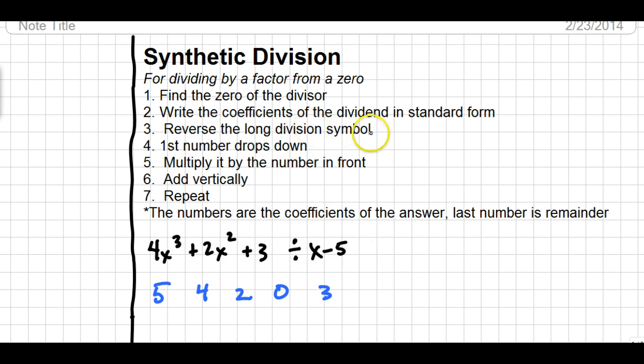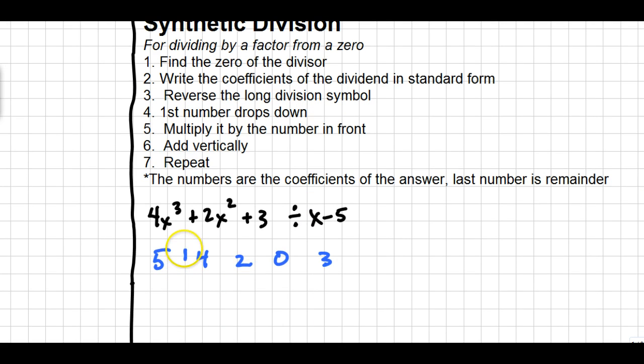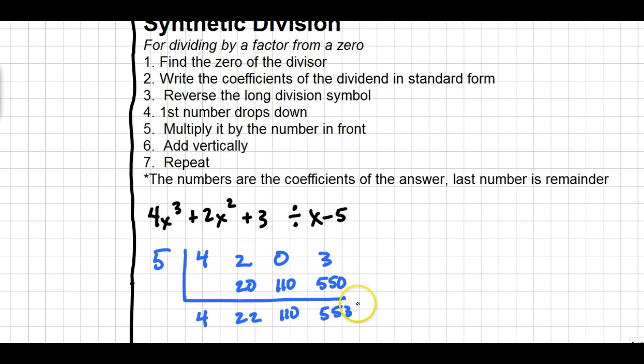Now you're going to do a reverse long division symbol, and you're going to leave two lines' worth of space for writing. So you do an upside down long division, leaving space for a second line of work. Now the first number drops straight down. Now you just do multiplication. 5 times 4 is 20, and you write your answer here. Now you add vertically. So I get 22. And then the process repeats. 5 times 22 is 110. Add vertically. Now we multiply 110 times 5. Add vertically. And we're out of numbers, so we're finished.